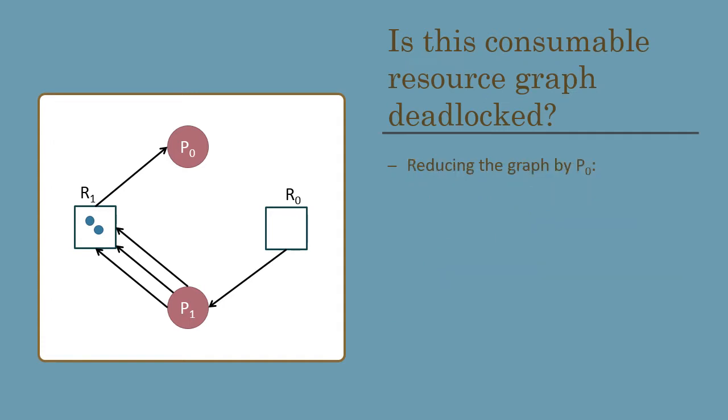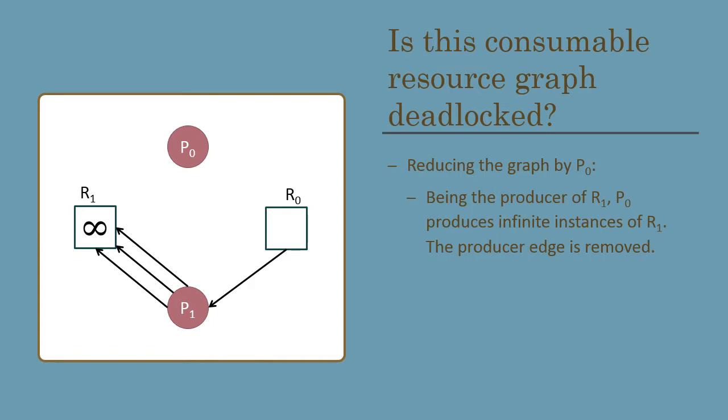Reducing the graph by P0. Being the producer of R1, P0 produces infinite instances of R1. The producer edge is removed. Infinity plus 2 is still infinity. That is why you see infinity inside R1. P1 has unblocked.